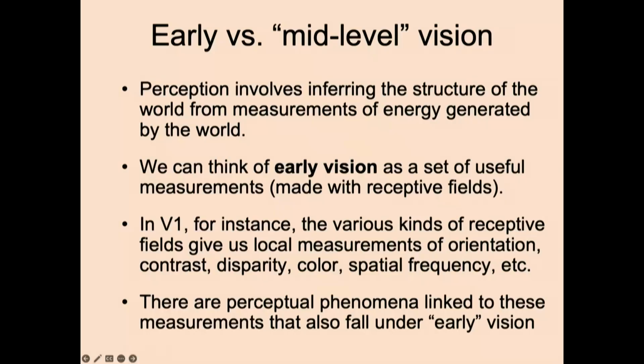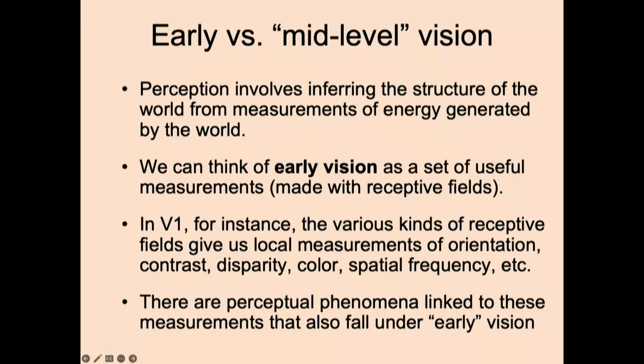So early vision, we often think of as a set of useful measurements. You get this image as an input to the retina, and then there are a set of filters that are measuring different things about the image in different positions in space. So in V1, for instance, the various kinds of receptive fields give us local measurements of orientation, contrast, disparity, color, spatial frequency, and so forth. Sort of like the ingredients of images.